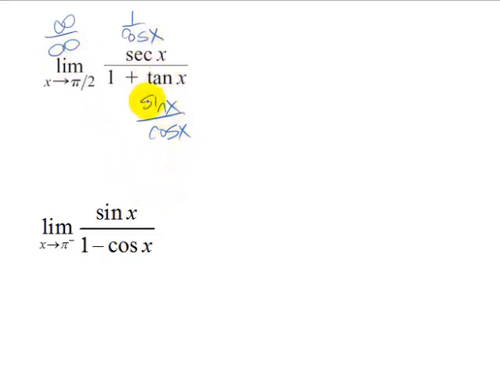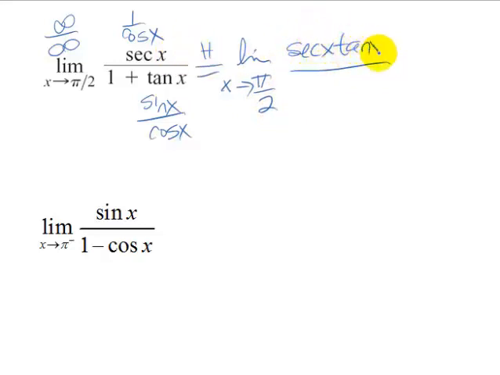We could do some algebraic manipulation, or we could apply L'Hopital's rule, and that's what we're working on in this section, so that's the way we're going to do this one. So we know that this limit equals the limit as x approaches pi over 2 of the derivative of the numerator. The derivative of secant x is secant x tangent x. The derivative of the tangent is secant squared.